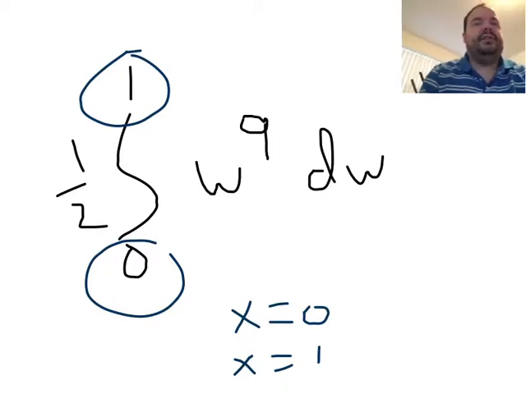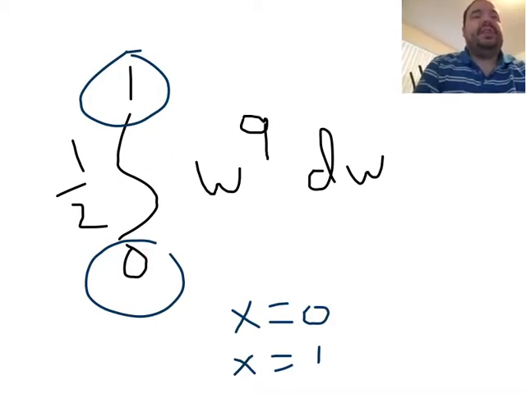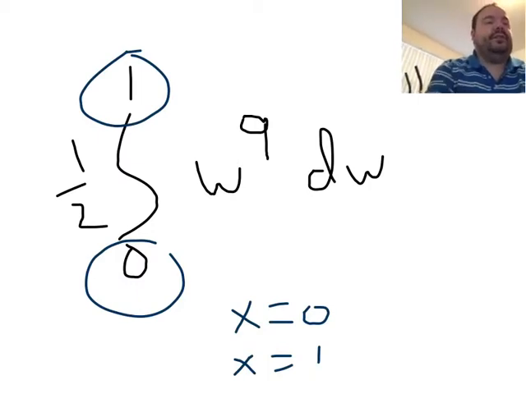Alright, so on this new slide you see our integrand. It's now just w to the ninth dw, and I took the 1/2 outside. However, the 0 and this 1, you have to remember that these were x values. So what I'm going to do is change them to w values. I've made an entire substitution. I've swapped out x for w, so I should also swap out those values.